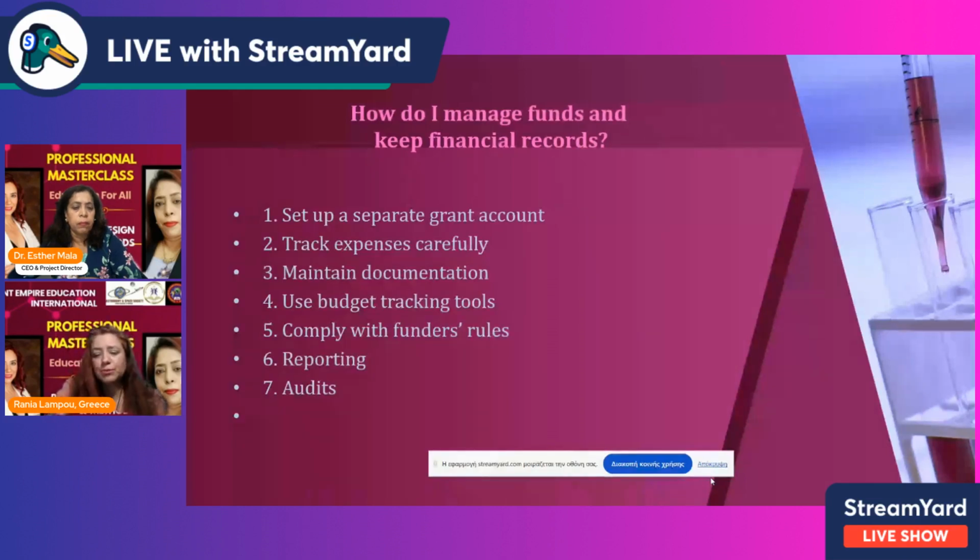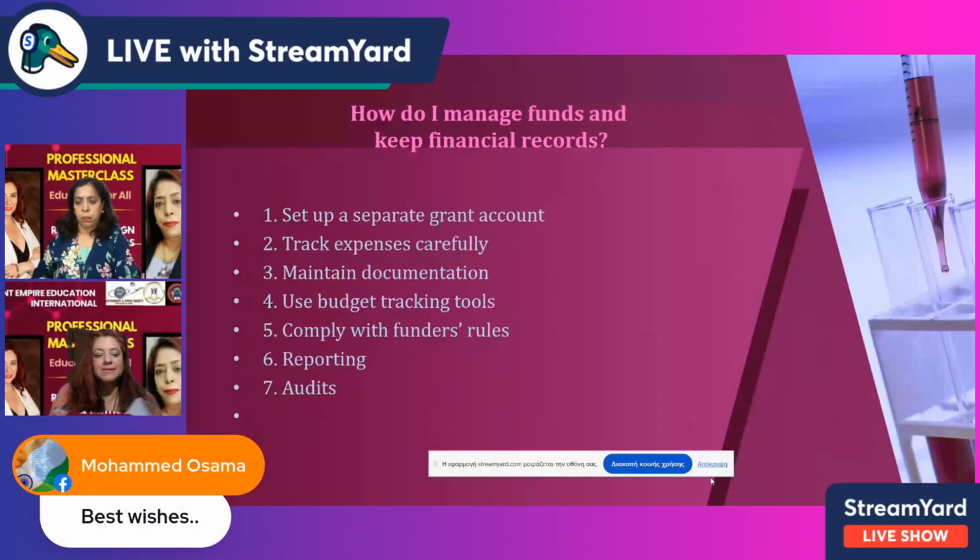Use budget tracking tools. Most universities provide online tools, for example, to track spending. So we talk about institutional financial systems, or there could be spreadsheet tracking, which is useful for small grants to reconcile expenditures against the approved budget. Comply with funders' rules, so follow the funders' guidelines and allowable costs, avoid committing funds, check approval requirements, etc.